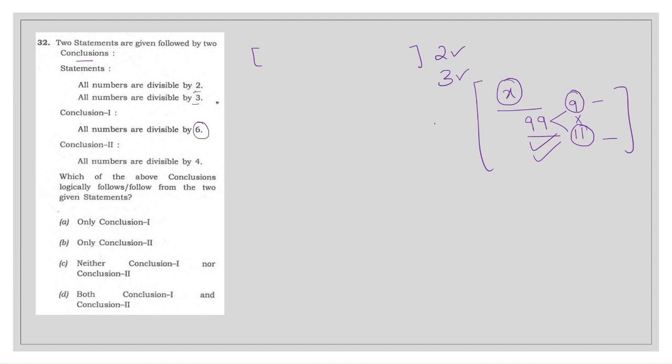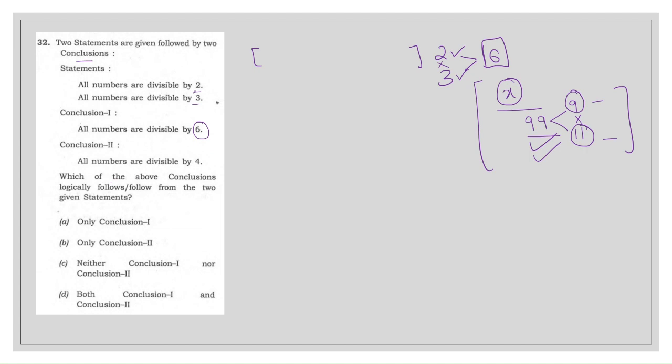So if we try to form such two numbers for the number 6, we can have 2 and 3, right? 2 and 3 are co-prime and their product is also equal to 6. So these are two such numbers. So obviously if this particular set of numbers is divisible by 2 and 3, it will be divisible by 6 as well. So the conclusion 1 is right.